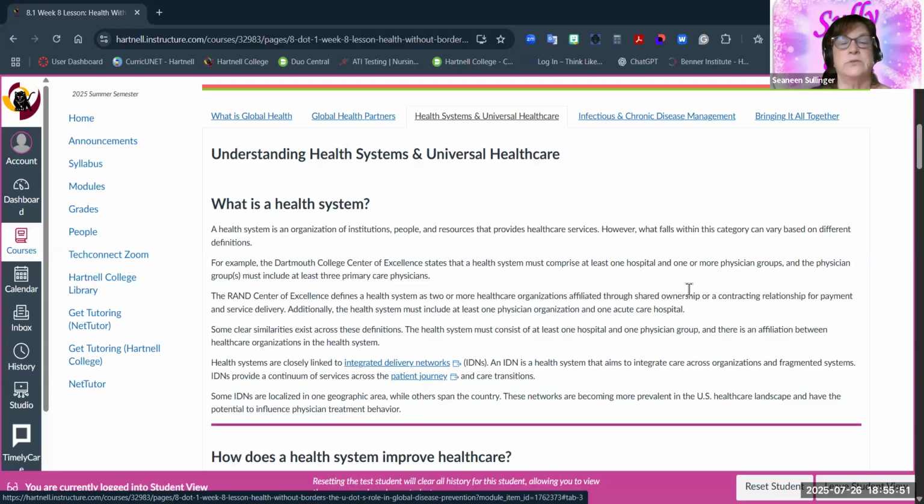If we look at the RAND Center's definition, two or more healthcare organizations that are affiliated through shared ownership or contracting relationship. A health system must include at least one physician organization and one acute care hospital. So that's a little more specific and wants to incorporate healthcare organizations, so not just hospitals, but organizations. So if we were to combine, for example, Montage and Salinas Valley together into a health system, then that might meet that definition. There are similarities across the definitions. You have to have generally a hospital and a physician group, and you've got to have some kind of affiliation.